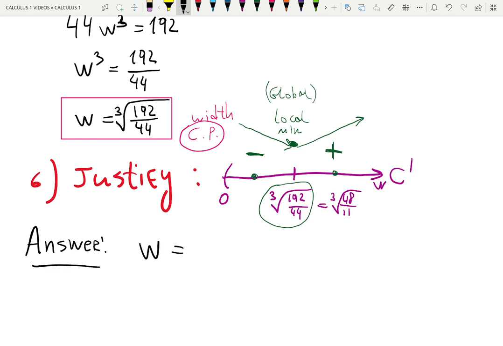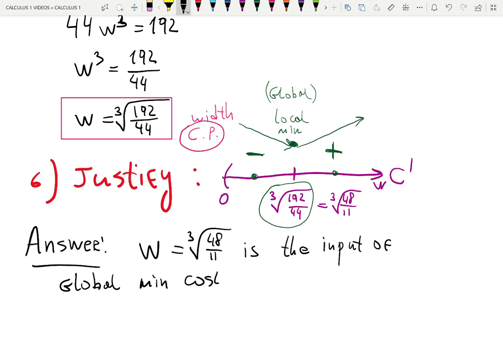Answer. W equals cube root of 48 over 11 is the input, right? The input of the global, or the most minimum cost. But what is that cost? We actually never figured it out, and they asked us to do that. If you go back to the problem, it says find the cost of the material. And also we could actually find all other dimensions.